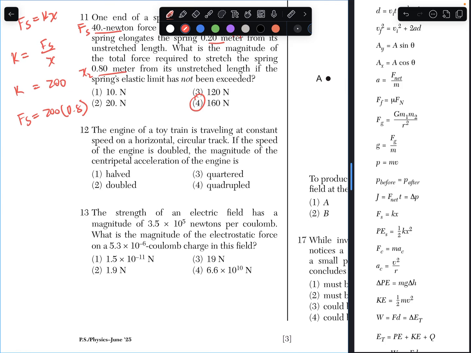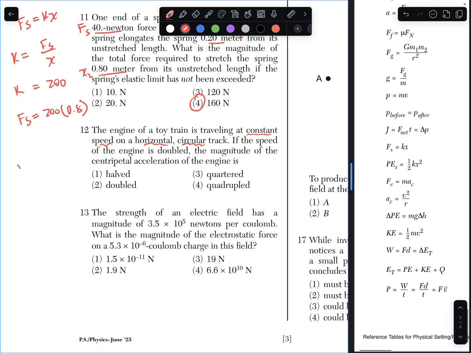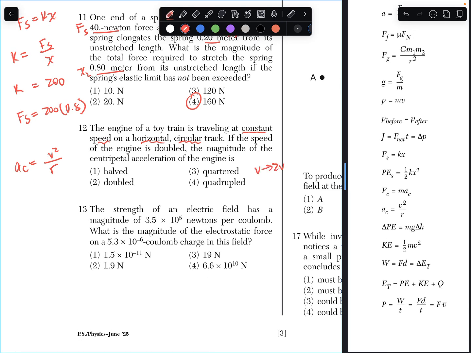Okay, the engine of a toy train is traveling at a constant speed on a horizontal circular track. So we know we have constant speed and a horizontal circular track. If the speed of the engine is doubled, the magnitude of the centripetal acceleration of the engine is. So let's look at the equation for centripetal acceleration. ac is equal to v squared over r. So if the speed is doubled, v becomes 2v. So ac is equal to (2v) squared over r, which is equal to 4v squared over r. And you'll see that this is 4 times, so it would have been quadrupled.